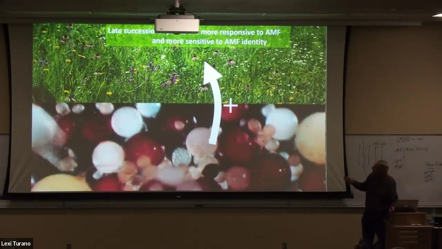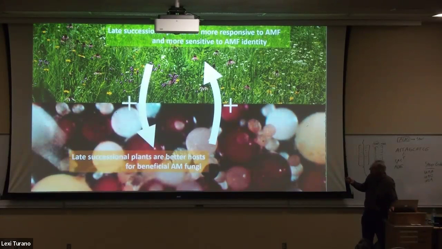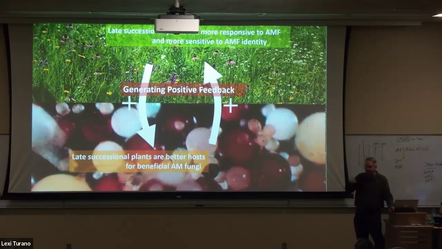So what we see is that late successional species are more responsive to AM fungi and more sensitive to AM fungal identity, and late successional plants are better hosts for beneficial mycorrhizal fungi. So we get a consistent positive feedback between early and late successional species that can accelerate succession, or it could inhibit succession.